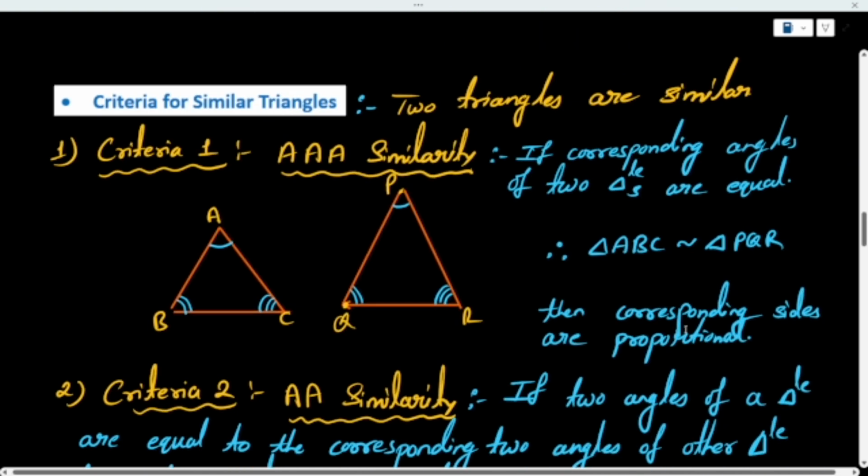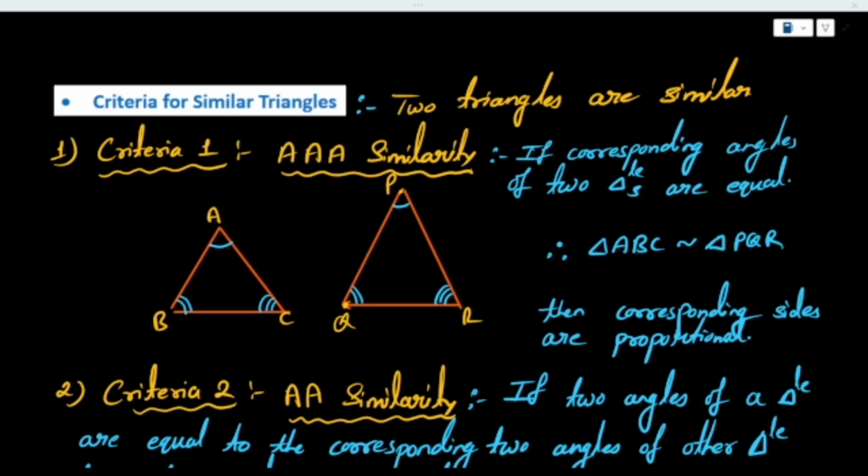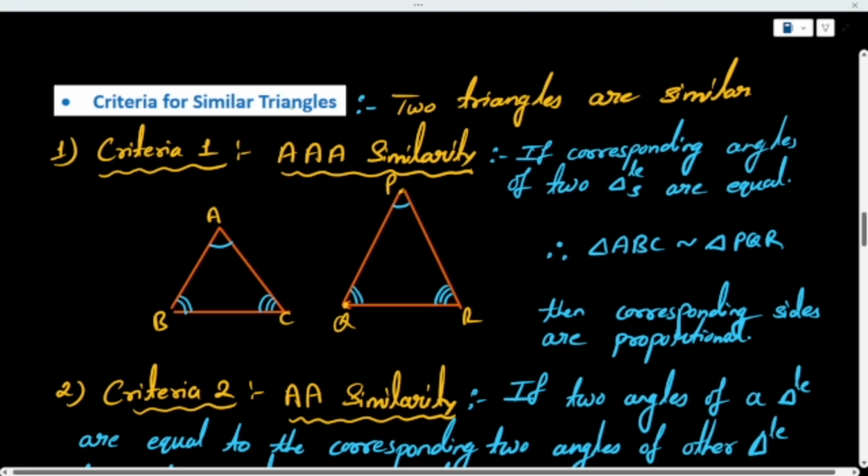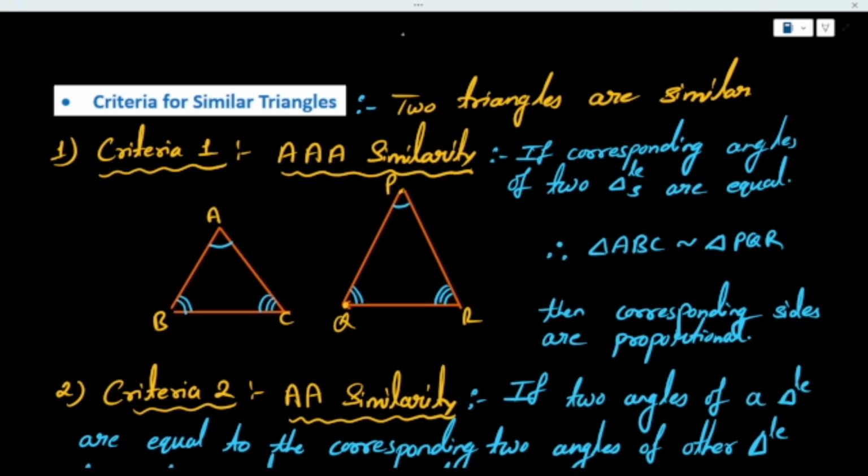Then after that you will have the criteria of similar triangles. What is the meaning of similar triangles? Two triangles are similar if they are the same in shape but not in size. Because they are similar figures, you can say that their corresponding angles are equal, and their corresponding sides are in equal ratio.